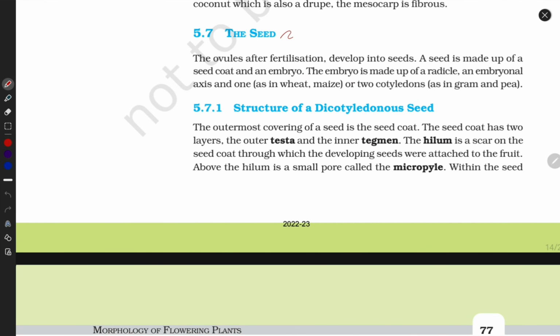So let's start with the seed. Now guys, we move towards the ending of this chapter. Guys, seed, how do they form? Ovules after fertilization develop into seed.